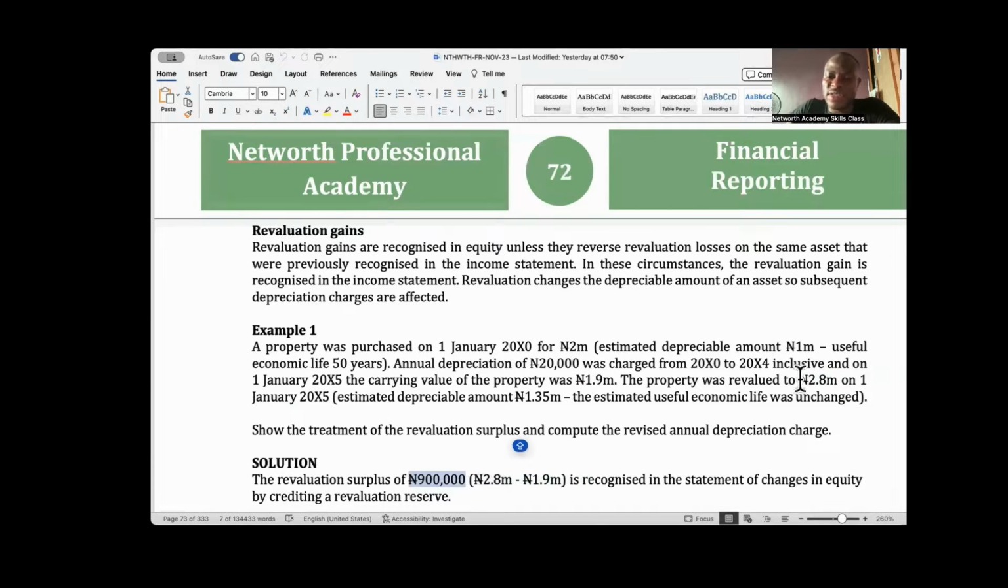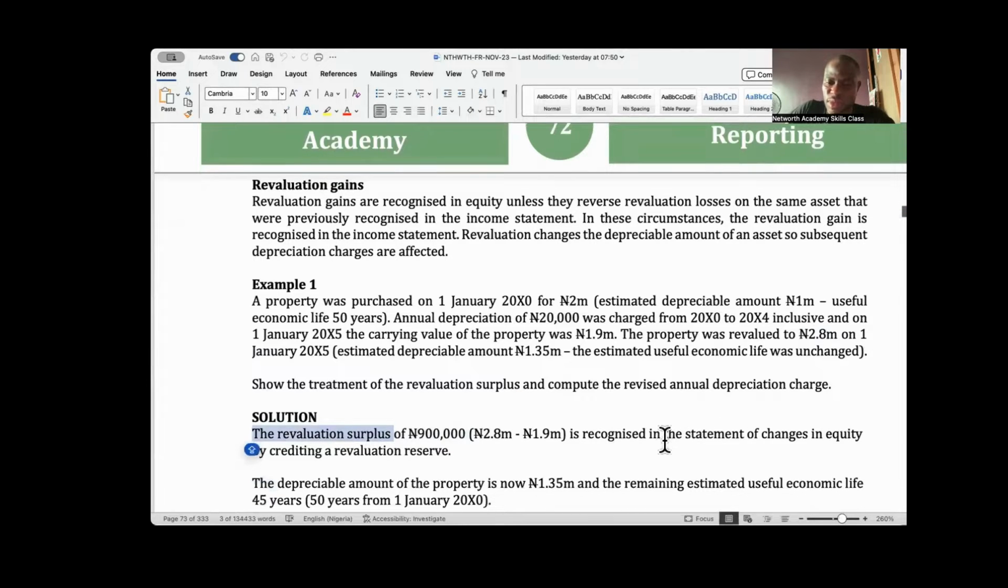Because this fair value is higher than the carrying amount, that means this 900,000 surplus is a revaluation surplus, and it is going to be recognized in your OCI, and eventually it goes to your equity in your statement of changes in equity. So they will credit it to a revaluation reserve.